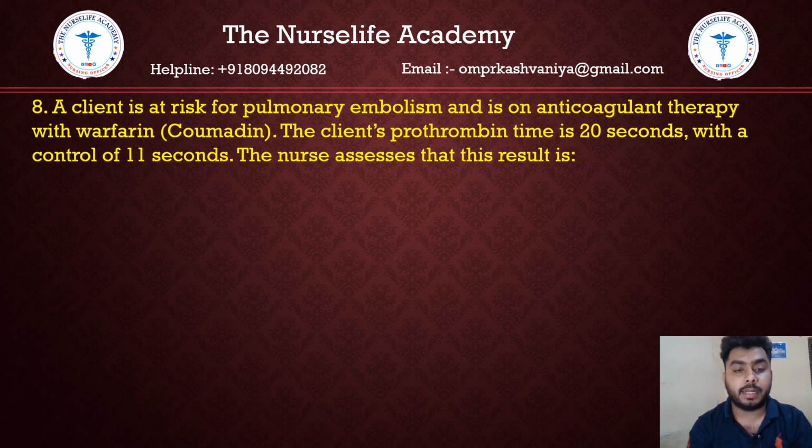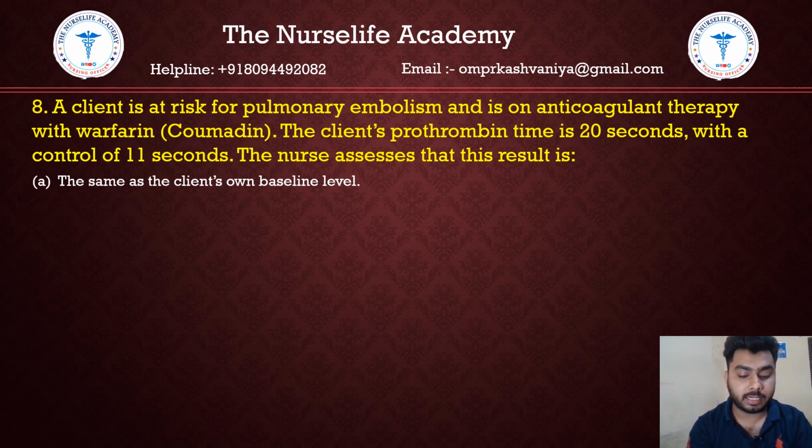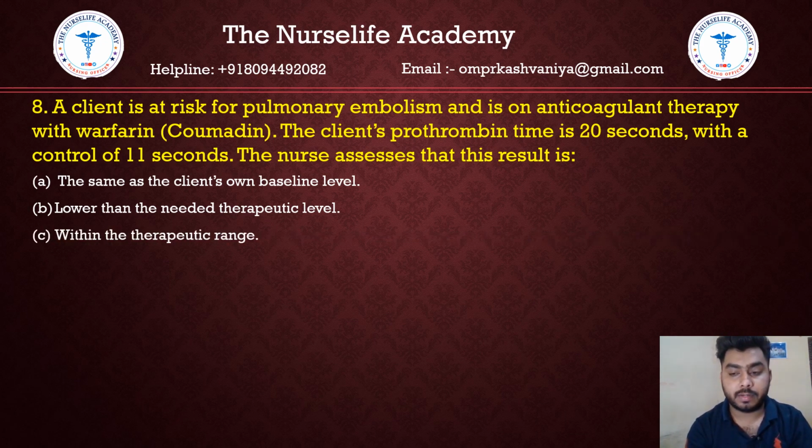A client is at risk for the pulmonary embolism and is on anticoagulant therapy with the warfarin. The client's prothrombin time is 20 seconds with a control of 11 seconds. The nurse assesses that this result is: option A, the same as the client's own baseline level. Option B, lower than the needed therapeutic level. Option C, within the therapeutic range. Option D, higher than the therapeutic range.